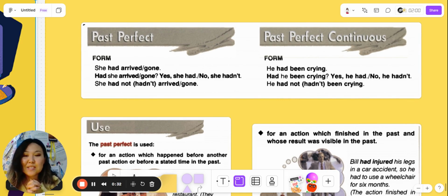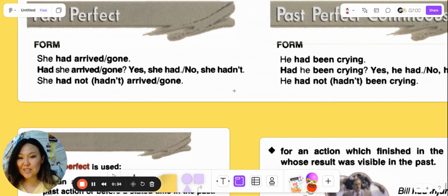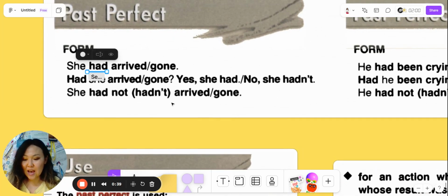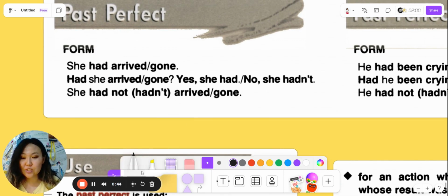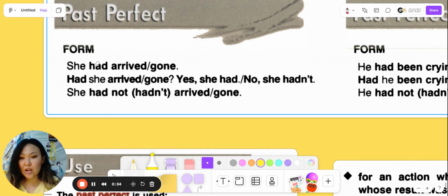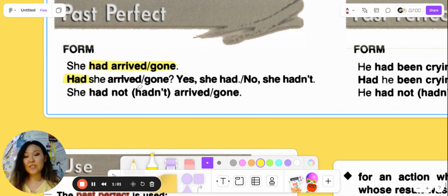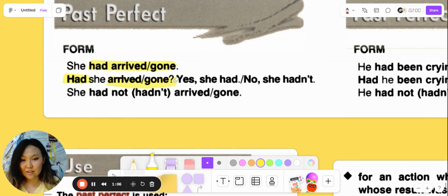The first one is past perfect. So the form is easy. We see the auxiliary verb, it is had. And of course, we use the past participle, which is the third form of the verb, or ed ending with irregular verbs. Here we have she had arrived, or she had gone. When we ask questions, as usual, we put the auxiliary verb in front of the subject, and here we have a question. Had she arrived, gone?